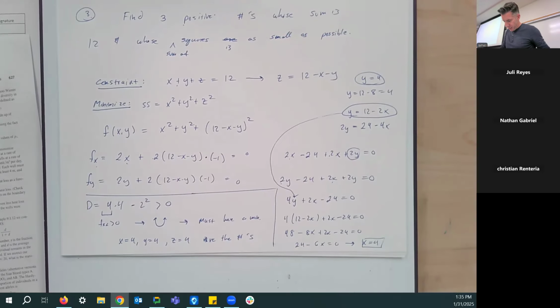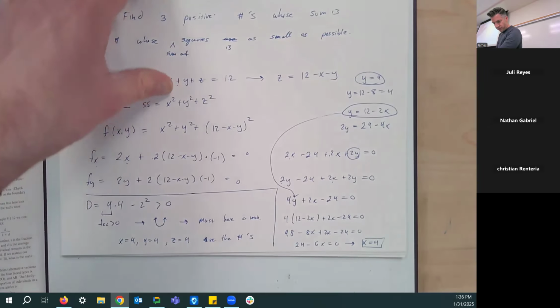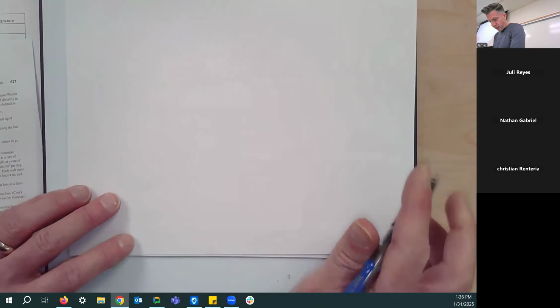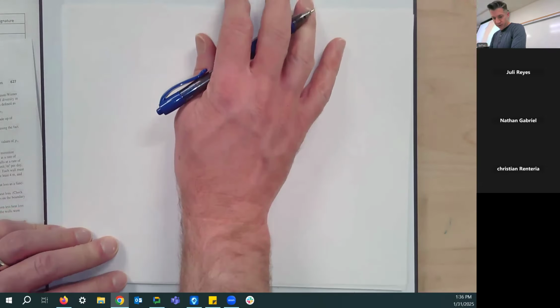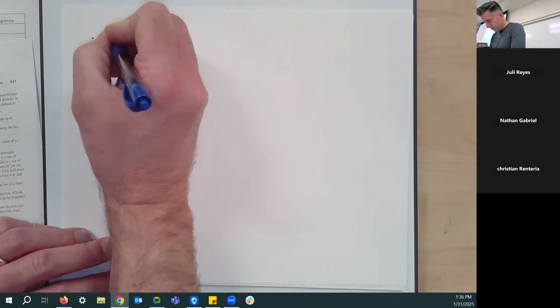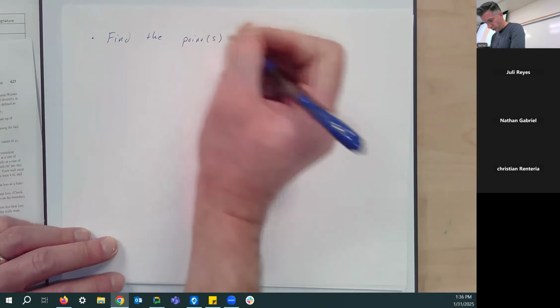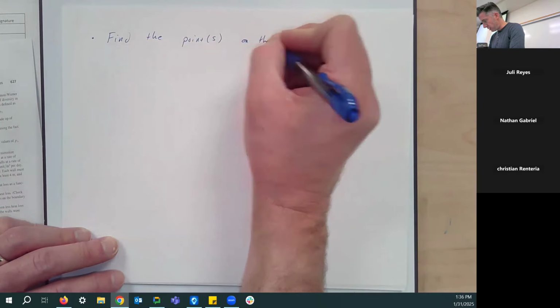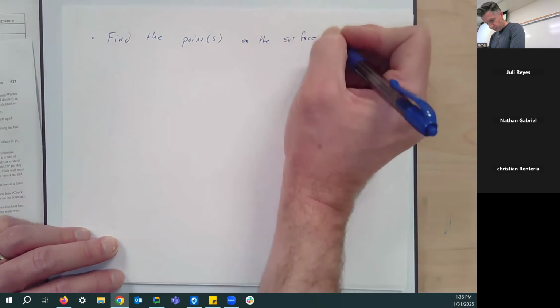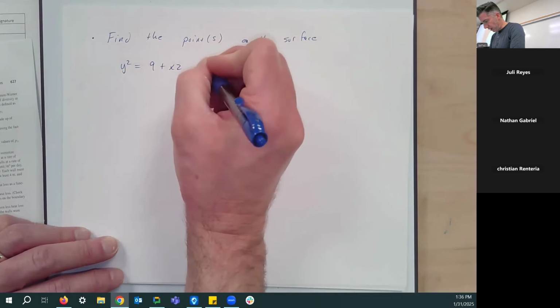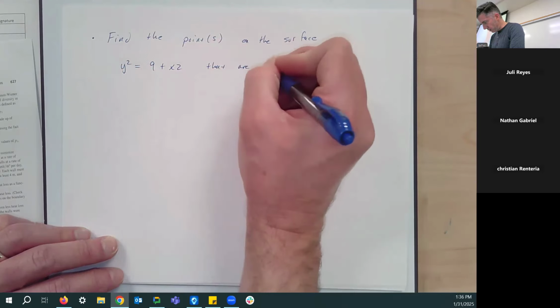Well, let's look at another one that is slightly more interesting. Okay, yeah, that's a good one. Yeah, sure, that's kind of funky. So, yeah, I could almost see your instructor asking a question like this. Find the point or points, plural, on the surface y squared equals 9 plus xz that are closest to the origin.